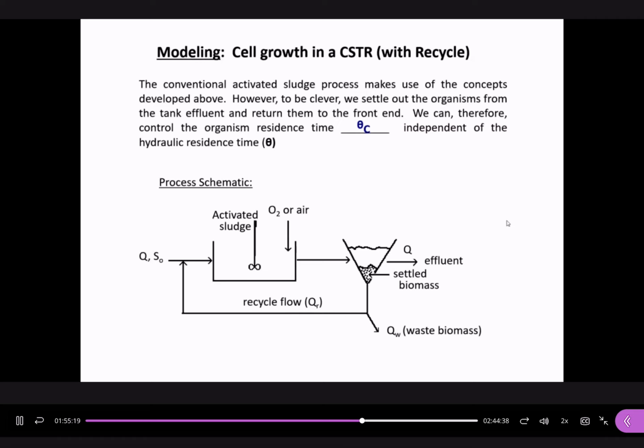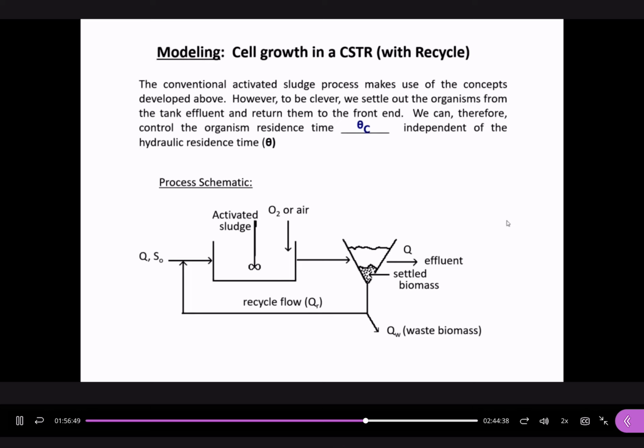What is residence time? What is HRT? Almost every class I ask you the same question. What is HRT? It is how long the water stays in the tank, right? It is V divided by Q. If we do not have this recycle flow, the cells go with the water, so they stay in the treatment system for a time of HRT, and you cannot control that. But if you have a recycle flow, you can separate the cell residence time from the hydraulic retention time. Because here you recycle a portion of the cells back into the tank, they stay in the tank longer, right? Virtually they stay longer because they go back.